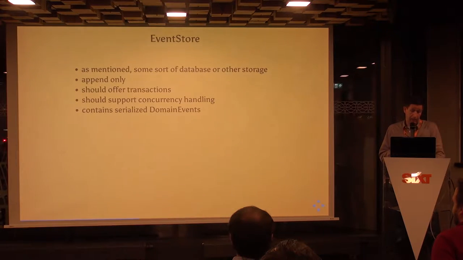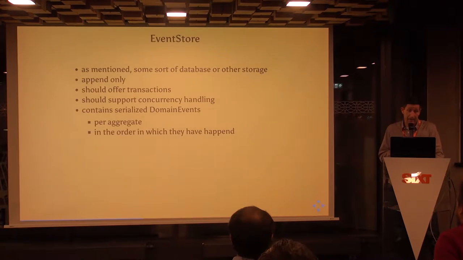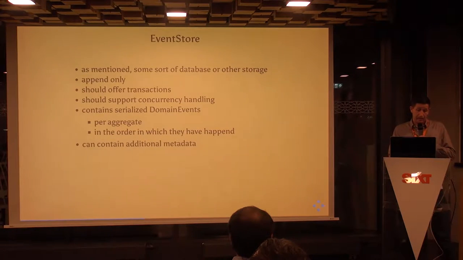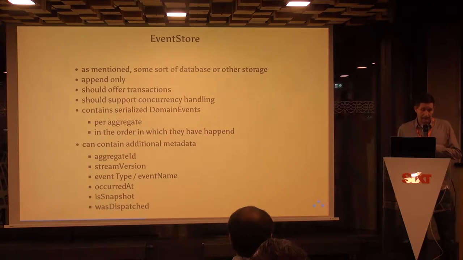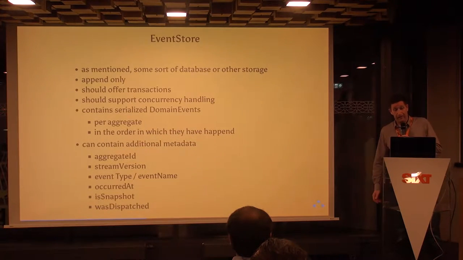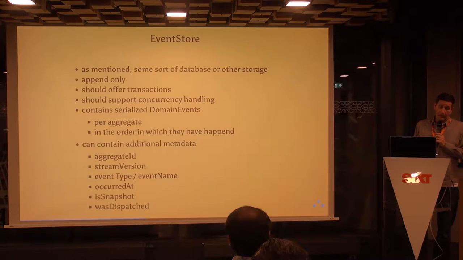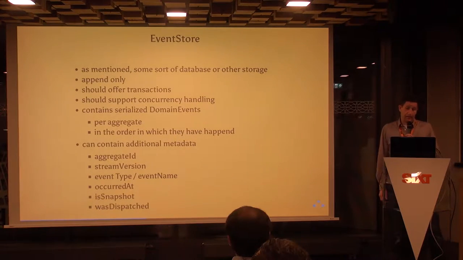And it contains some sort of serialized domain events per aggregate in the order in which they have happened. At least you need to be able to request them in the order they have happened. And it can contain additional metadata, some examples: the aggregate ID, a stream version, an event type or event name, when it has occurred, if it's a snapshot, if it was already dispatched. We'll see some of these things later.